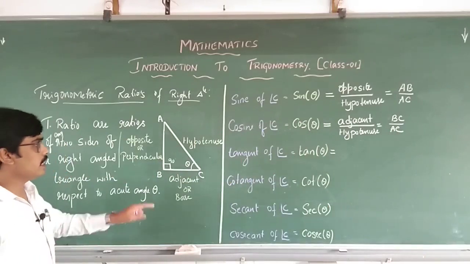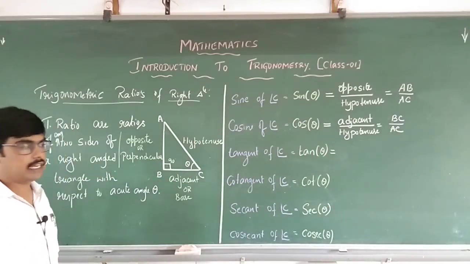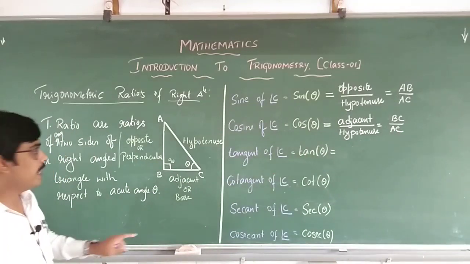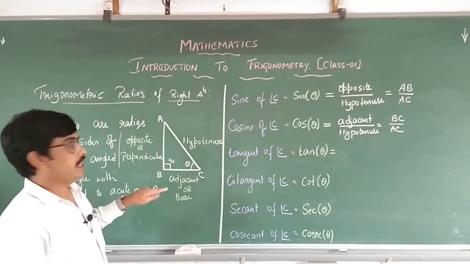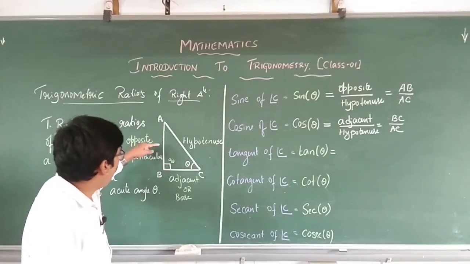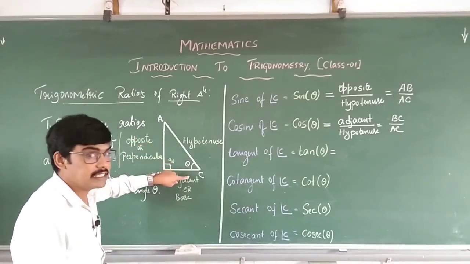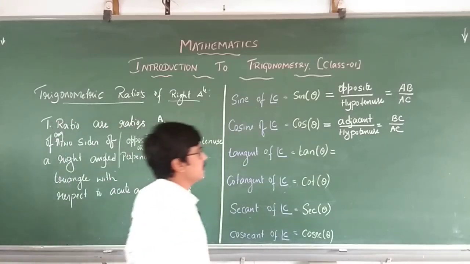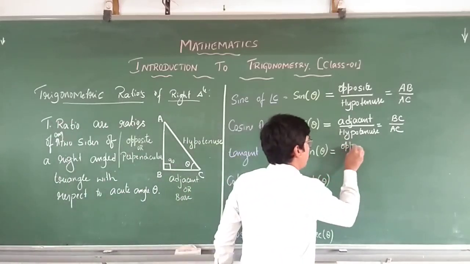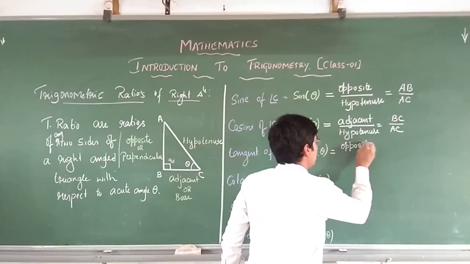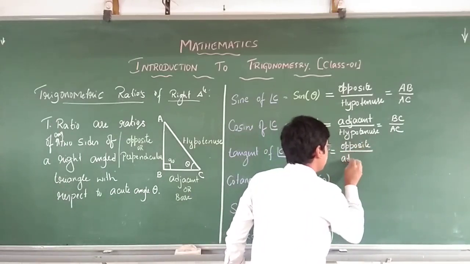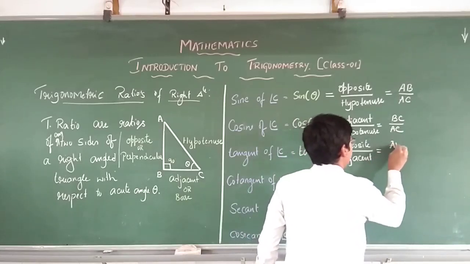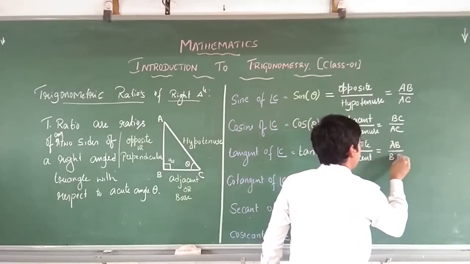The third ratio, that is tangent of theta or tangent of acute angle C, is defined as the ratio between opposite side and adjacent side. It is the ratio between opposite side and adjacent side, defined as opposite to adjacent. It is nothing but AB by BC.